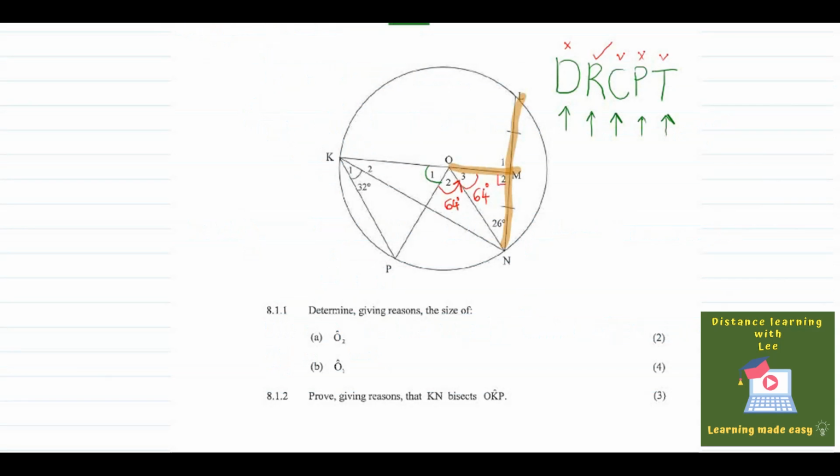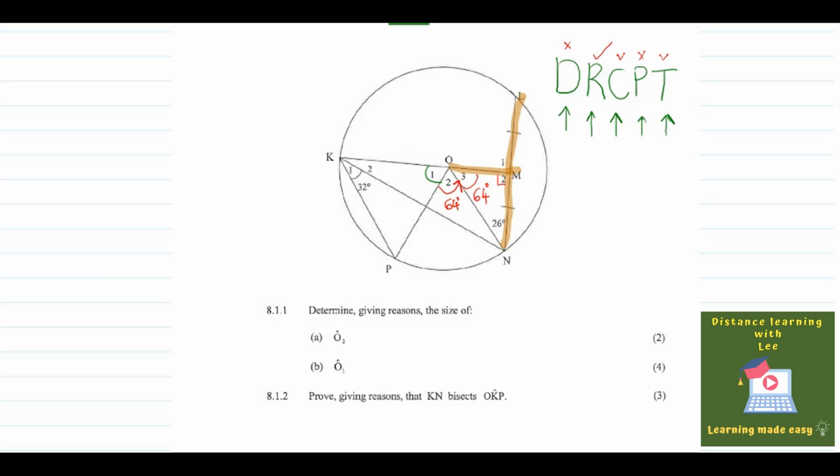Then I said that once we have our O3, what can we see? What can we see about what's happening on our line KOM with our angles O1, O2, and O3? We see that they're actually angles that are on a straight line. And what do we know about angles that are on a straight line? Angles that are on a straight line are equal to 180.